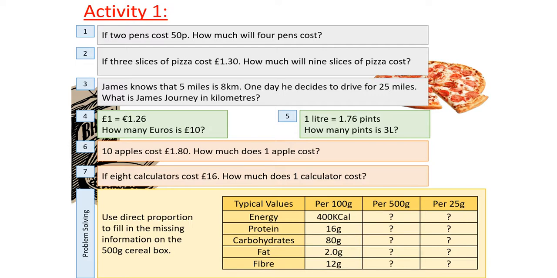Let's go through these answers. If 2 pence costs 50 pence, how much will 4 pence cost? So 2 pence is 50 pence. To get to 4, you have to multiply by 2. So 50 times 2 gives you an answer of £1.